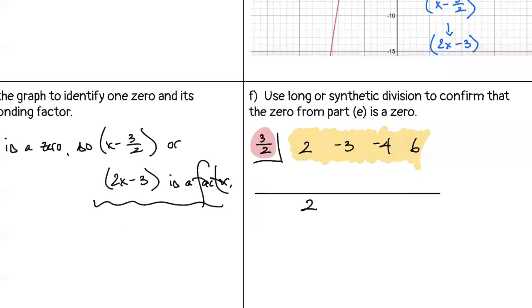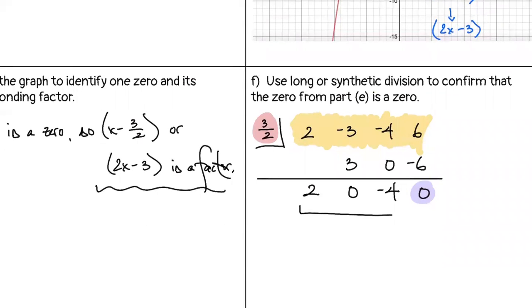We're going to drop the 2. 2 times 3/2 gives me a +3. -3 plus 3 is 0. A 0 times 3/2 is 0. -4 plus 0 is -4. -4 times 3/2 is going to give us -6. And -6 plus 6 gives me 0. Got a remainder of 0, so we are good to go. We do indeed have a factor. We've confirmed a factor, okay?